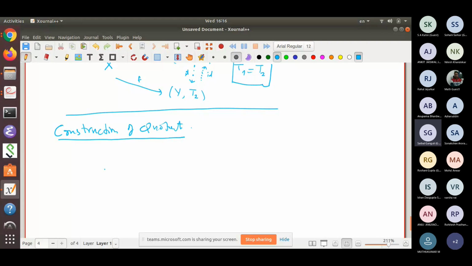So you see, let's again work with sets. So I have a surjection F from X to Y. I am saying that F induces, F defines an equivalence relation on X. How?